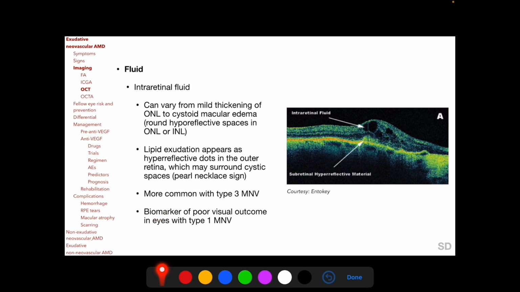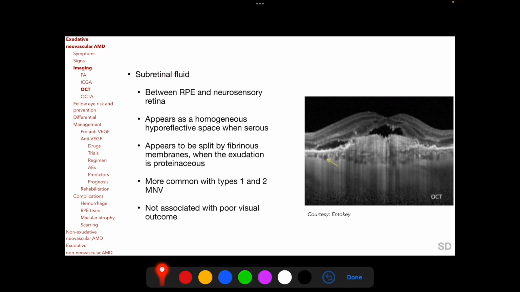Subretinal fluid, as the name suggests, is found between the retinal pigment epithelium and the neurosensory retina, and when the fluid is serous, it appears as a homogeneous hyporeflective space, as seen here in this photograph. But when the subretinal fluid contains proteinaceous exudation, the space appears to be split by fibrinous membranes. Subretinal fluid is more commonly found with types 1 and 2 MNV but is less common with type 3 MNV, and subretinal fluid has not been associated with a poor visual outcome.